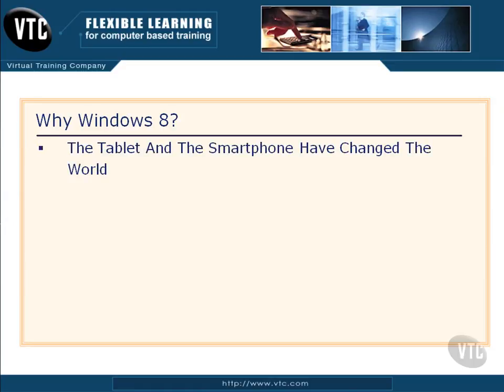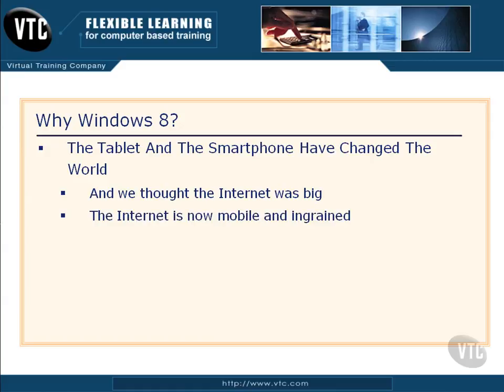Now, here's what's going on. Why do we have Windows 8 coming out, and why does it look and feel the way it does? The tablet and the smartphone have changed the world. And obviously, we're talking about Apple's iPad and Apple's iPhone. Now, we thought the internet was big, but the onset of the tablet and the smartphone has absolutely changed the way we think about the internet, the way we deal with the internet, and it really has made it kind of a ubiquitous part of our life.